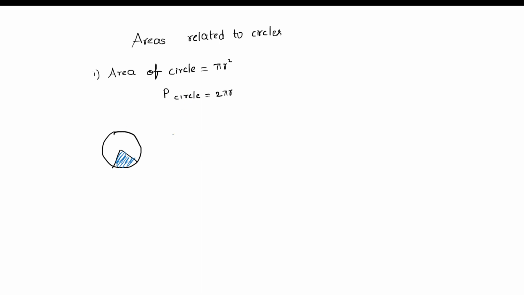Now area of this sector is given by theta by 360 into pi r square. Area of sector is given by theta by 360 pi r square. No doubt area formula will not change, it is pi r square, but since it is the whole circle, this is pi r square, and this is only part, so this will become theta by 360 into pi r square. So area of circle is pi r square, area of sector is theta by 360 into pi r square.